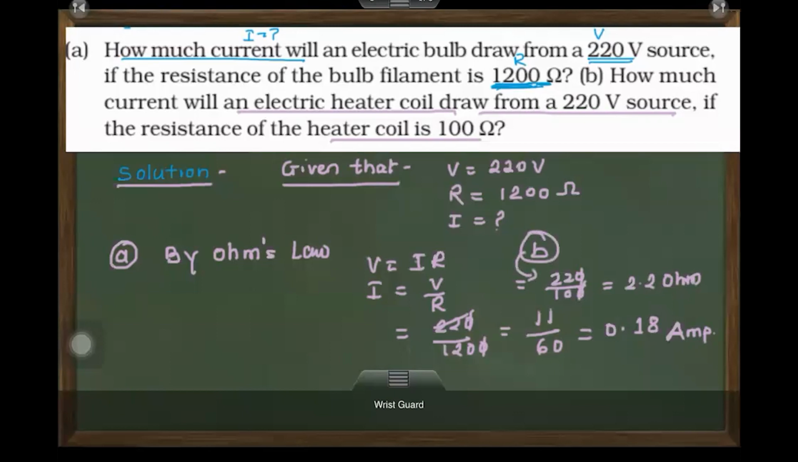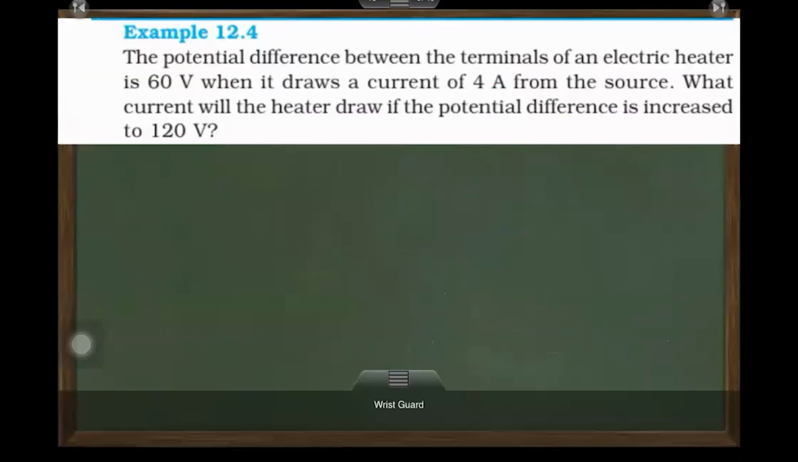Now, suppose the question is: the potential difference between the terminals of an electric heater is 60 volt. It draws a current of 4 ampere from the source. What current will the heater draw if the potential difference is increased to 120 volt?